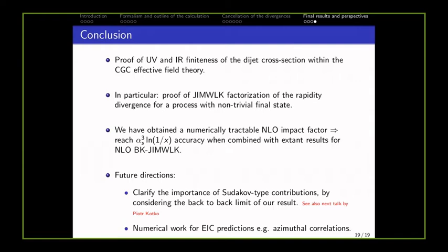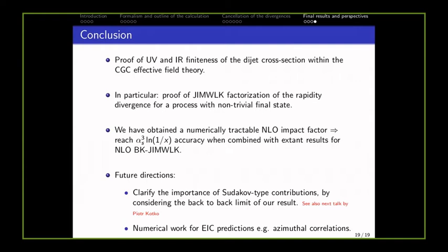Right, I guess in pA the impact factor would be different, but the framework, so to say, is feasible as well. We've seen the talk by Yaya yesterday. So that's great, thank you. There's another question or comment by Farid, so please.